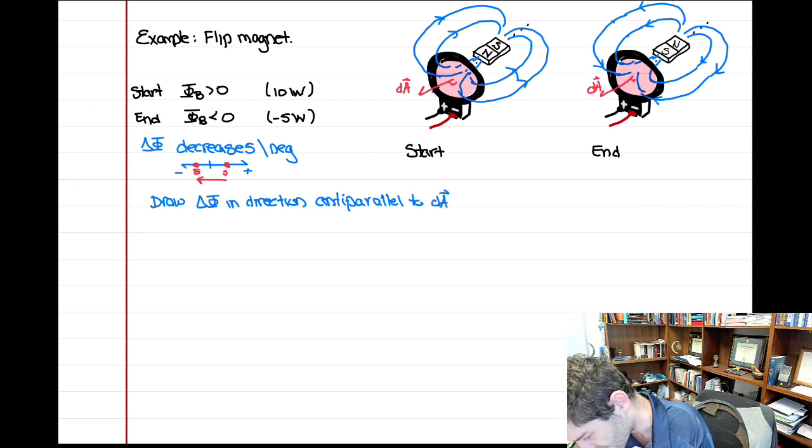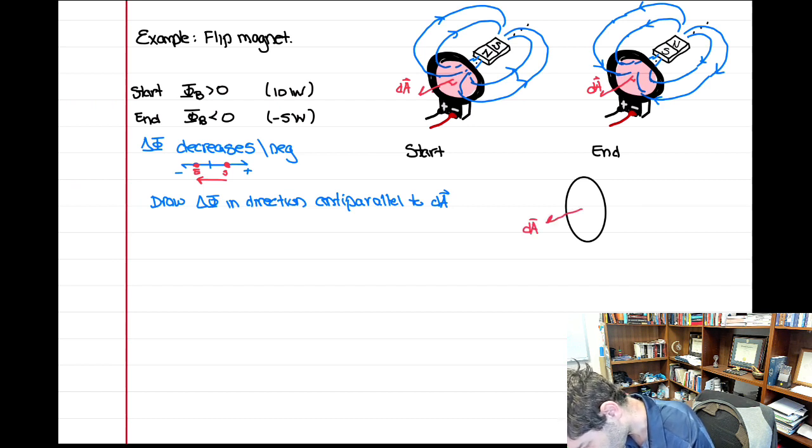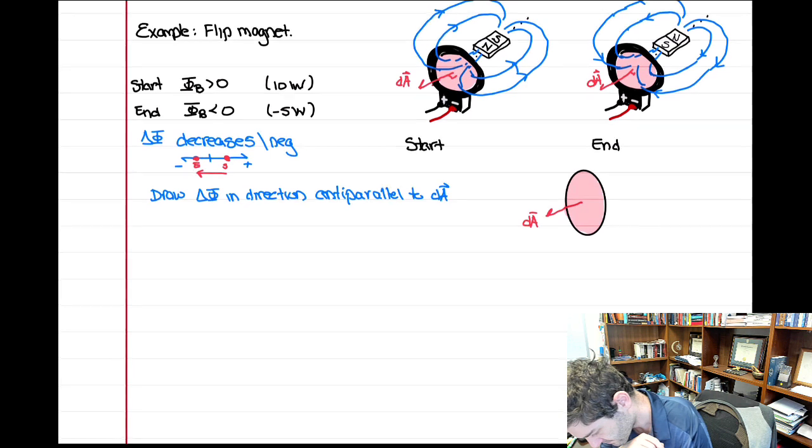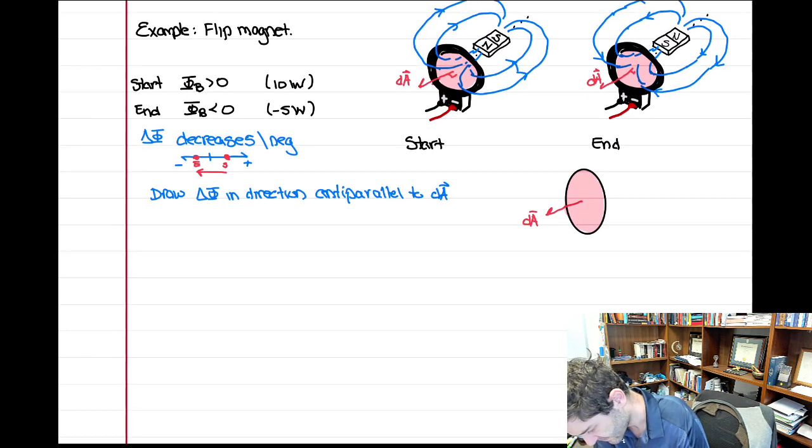So maybe let me recopy the loop so I can draw some currents eventually. There's the loop. Again, we have our dA element that's going this way. I'll shade it in. And then what we have calculated here is that the change in flux is pointing in this direction. This is the delta flux.